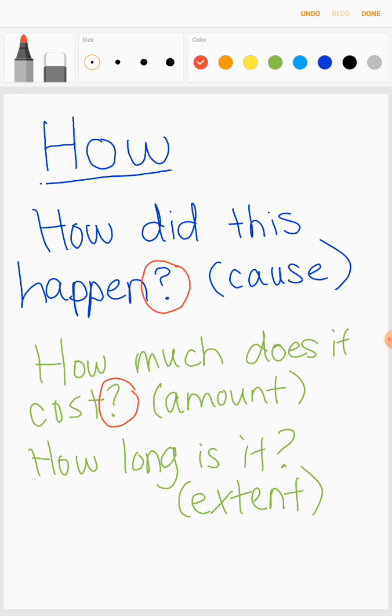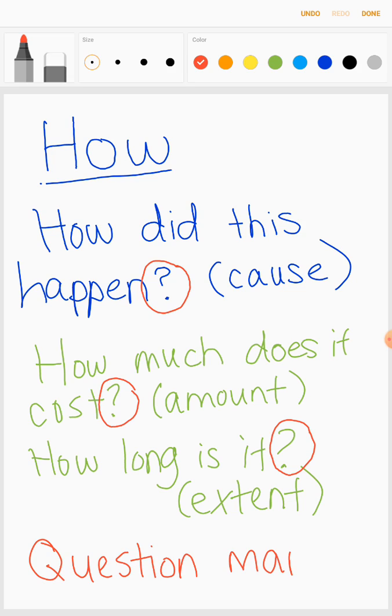Right here we have the same thing. Remember, it's called a question mark. So how much does it cost? That's letting the reader know that we are asking a question. And right here, do you remember what it's called? Yes, it's called a question mark, because it tells the reader that we are asking a question.